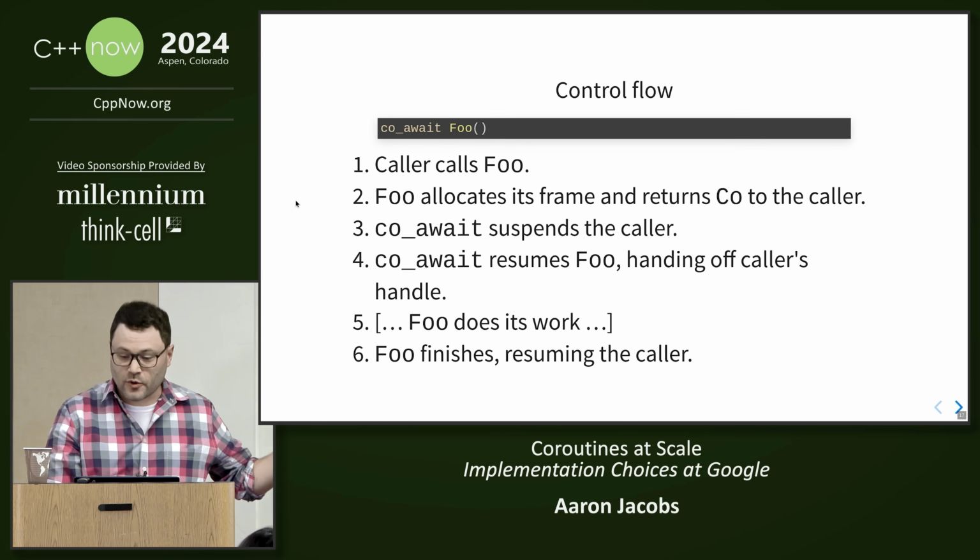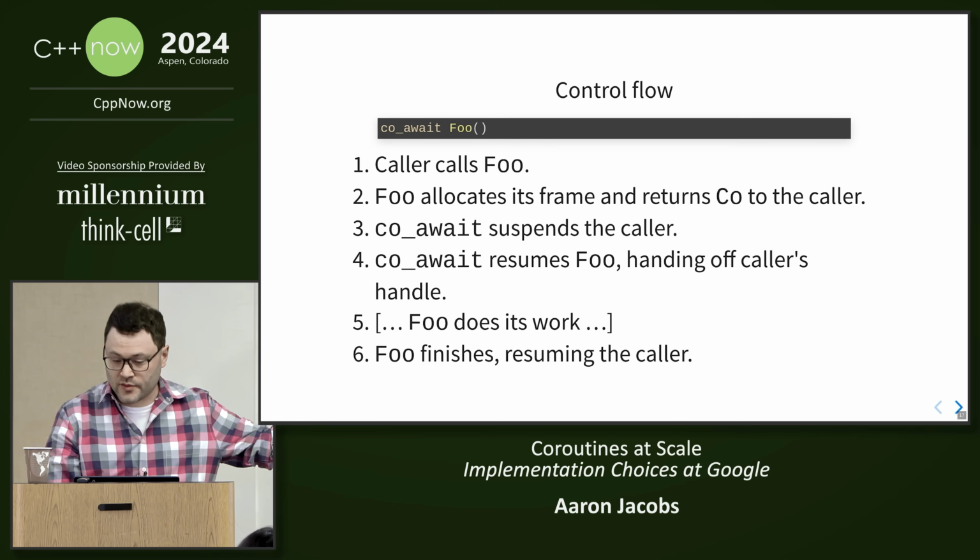Before we dive deeper into the technical stuff though, let's go over the basics of how control flow works for a coroutine like that. Take this example where a coroutine calls another one named foo and immediately waits for the result.